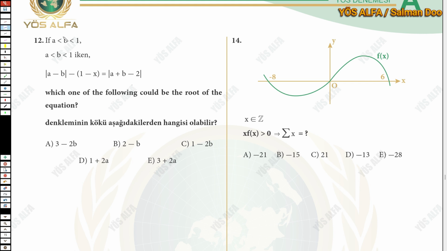So from this expression, we know that a minus b is less than 0. So this has to be negative. So this becomes b minus a minus 1 plus x.